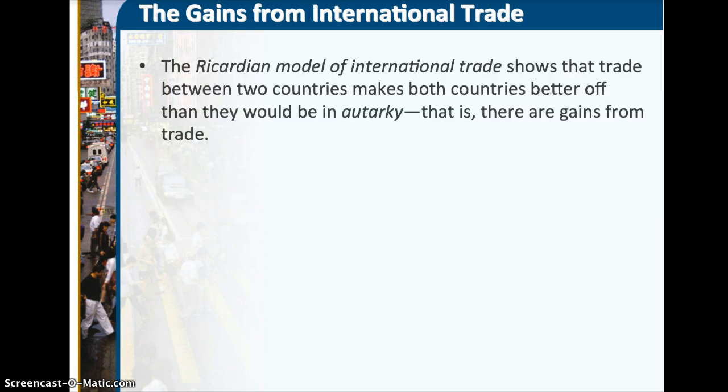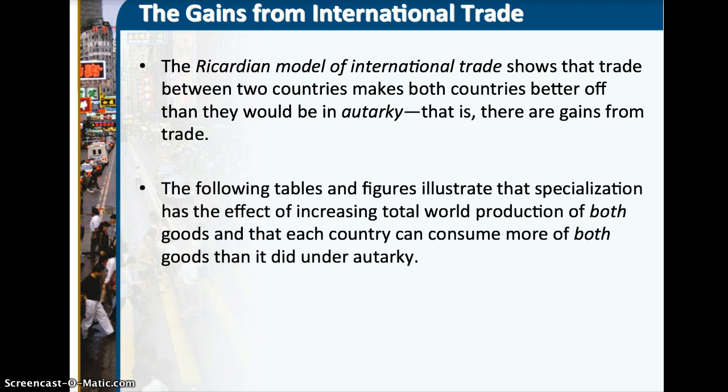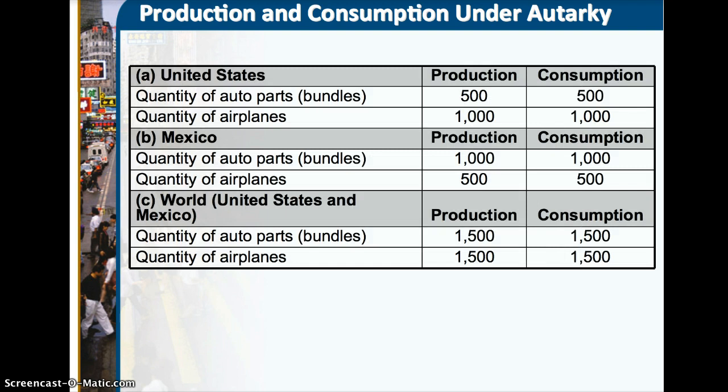The Ricardian model of international trade shows that trade between two countries makes both countries better off than they would be in autarky. That is, there are gains from trade. The following tables and figures illustrate that specialization has the effect of increasing total world production of both goods and that each country can consume more of both goods than it did under autarky. When the United States and Mexico do not trade with one another, production and consumption will be the same for both countries. Take a minute to pause the lecture and to review the table.